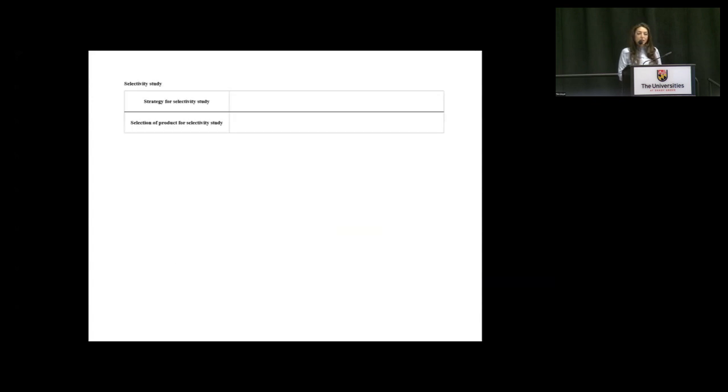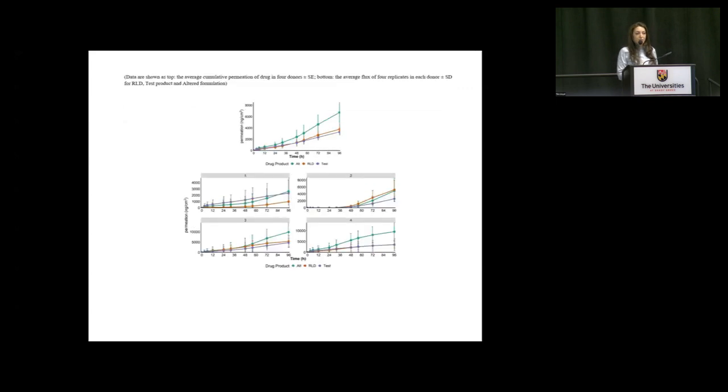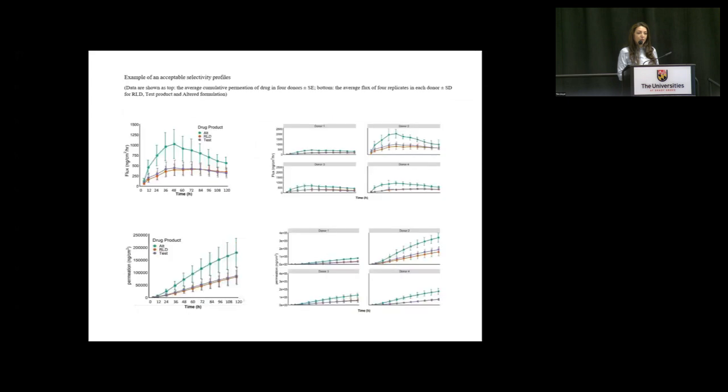Next, we discussed the selectivity study and what would be the strategy for creating an altered formulation that can provide a distinct bioavailability compared to the RS. And again, an example of selectivity results, and whether based on these flux profiles and these cumulative amount profiles, they consider the method to be adequately selective or not. And at last, there were some examples of an adequately selective method or acceptable selectivity profile given.